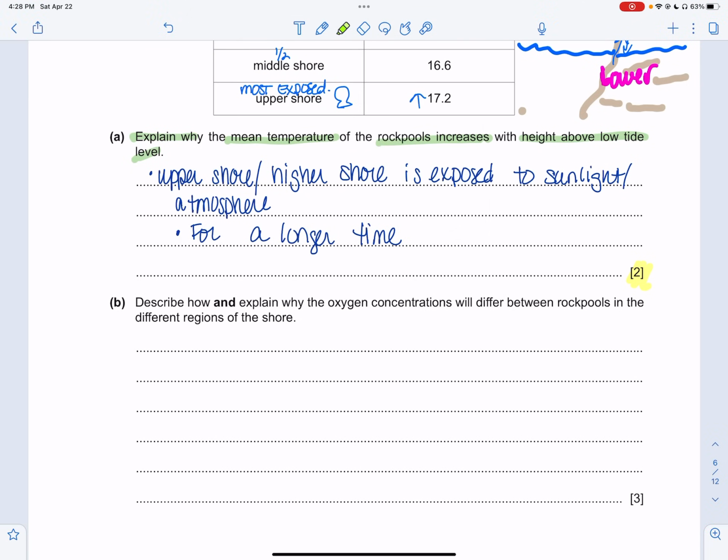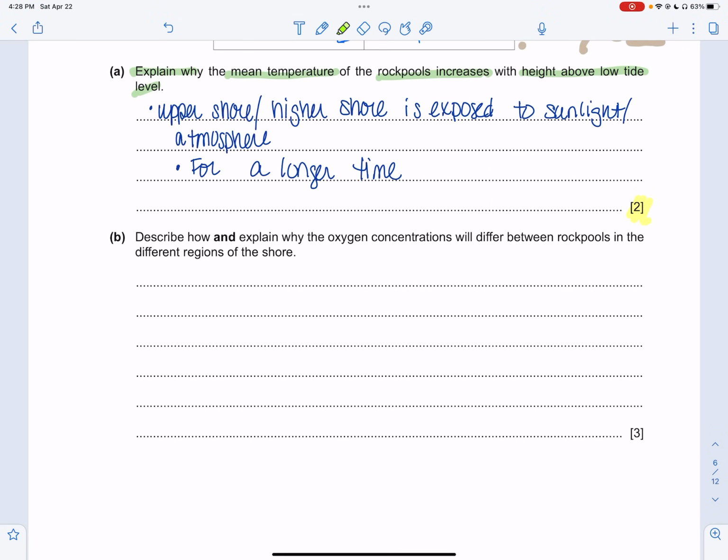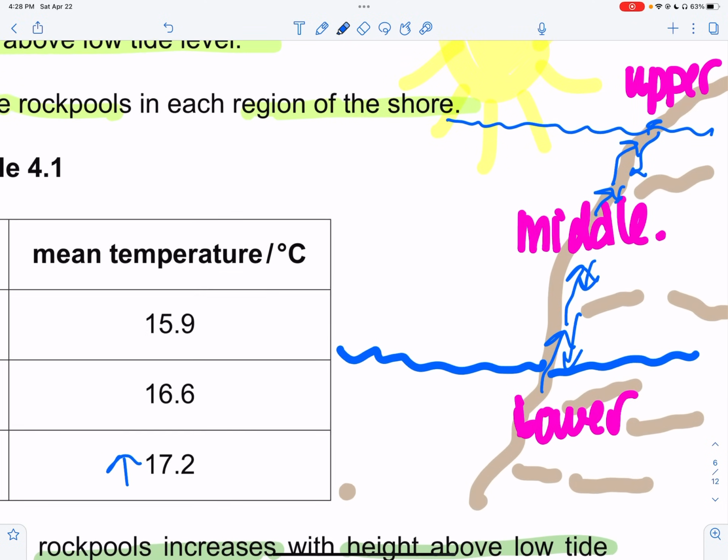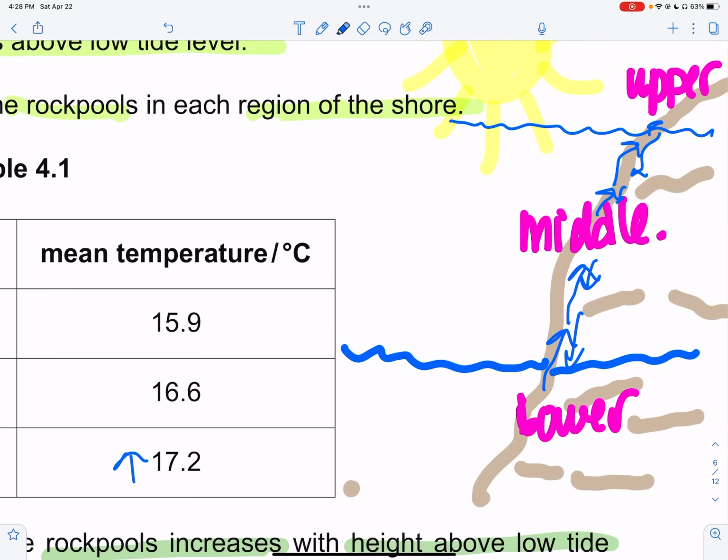Another good one. This one jumps back to section 1.2, and yeah, it's all about salinity, temperature, and its effect on gas solubility. Describe how, and give a reason why, the oxygen concentration will be different between rock pools in the different regions of the shore. And so again, this is in your textbook. We had notes on this. If you were my student, you did. And if you didn't, that means you didn't do it.